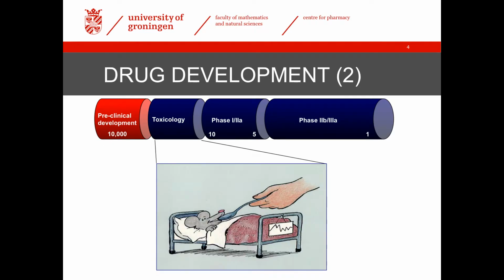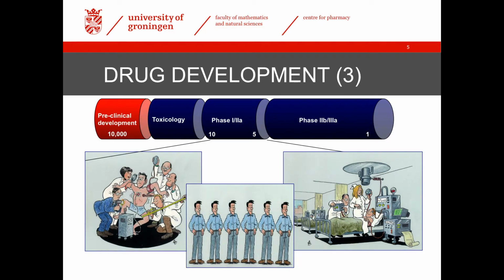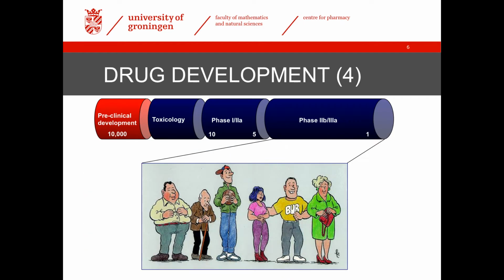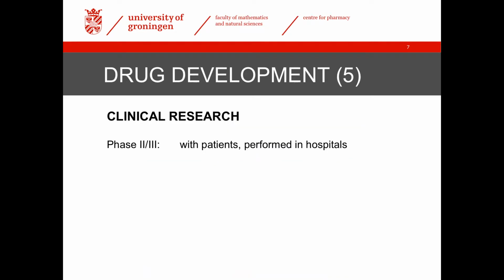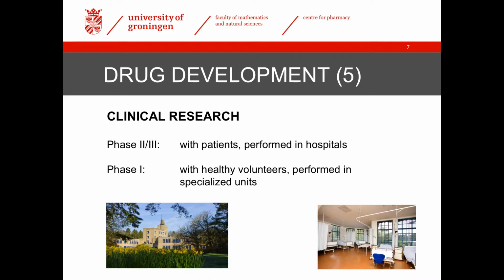After testing in animals in the preclinical phase, a potential new drug is given to healthy human volunteers in phase 1 and finally tested in the intended patient population in phases 2 and 3. The clinical research with patients is typically performed in a hospital setting, while phase 1 clinical research in healthy volunteers is done in specialized units.